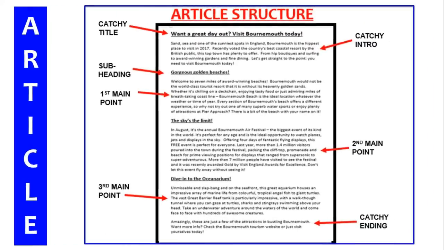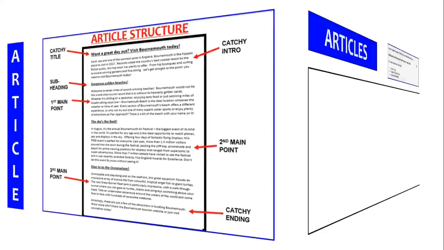Okay, an article. Here's an article structure. Catchy title, catchy intro, catchy subheadings. This one was about places to visit in Bournemouth, places to visit in the UK for a good day out. So I put a catchy title with a rhetorical question, and haven't just put beaches, air festival. I've made up subheadings, so gorgeous golden beaches. For the air festival, I put the sky's the limit. For the oceanarium, I haven't just put oceanarium, I've put dive into the oceanarium, try to make it catchy.